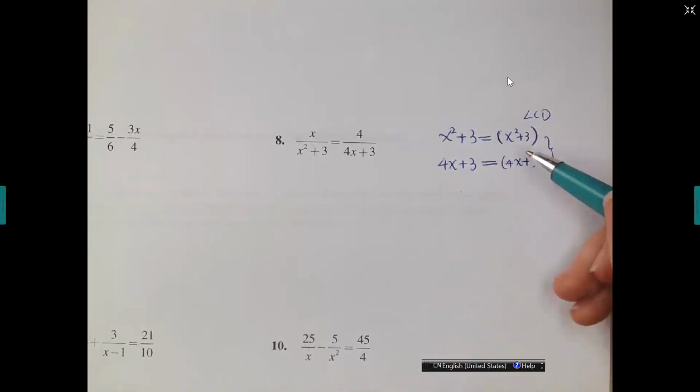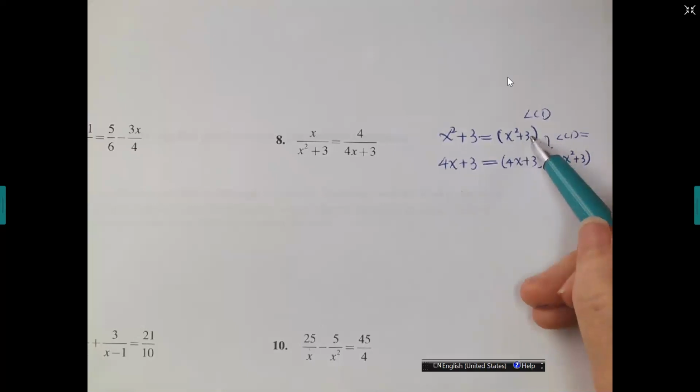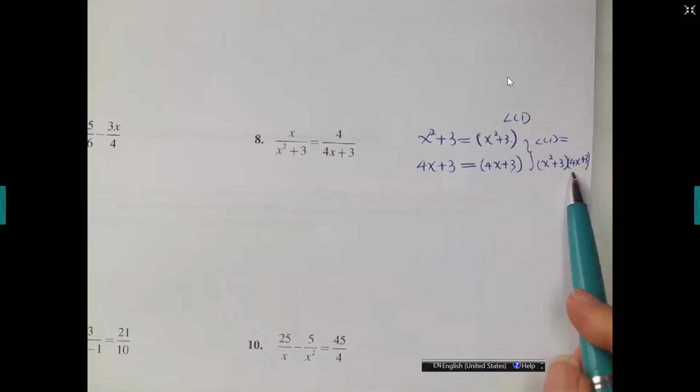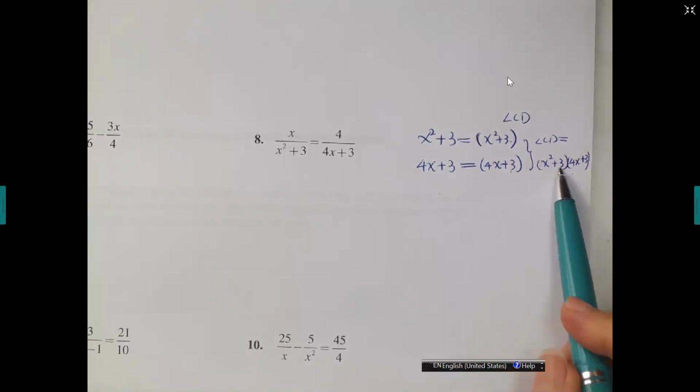We'll use every factor the maximum times they appear in each factorization. So the first one, x squared plus 3, so LCD equals what? I will have x squared plus 3. It appears once in one, 0 times in the other, so once is its maximum. Then we move on. The other factor is 4x plus 3. And again, the maximum time it appears in both of those two is once. So once, we put them together. That will be our least common denominator.